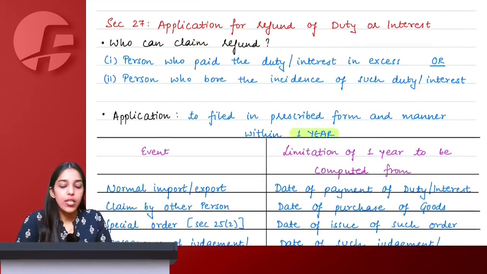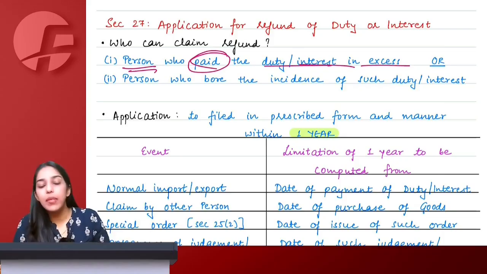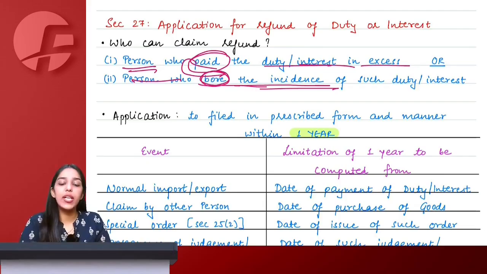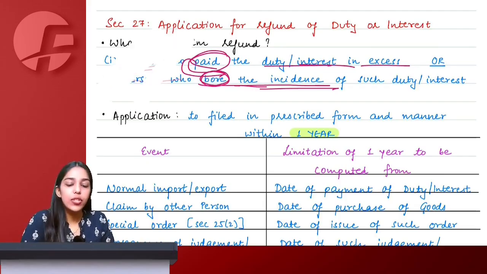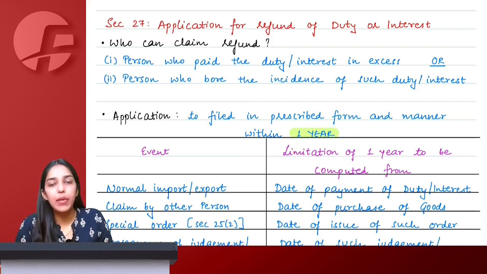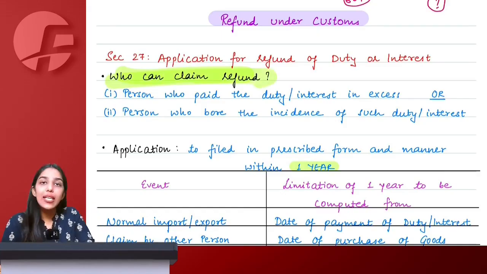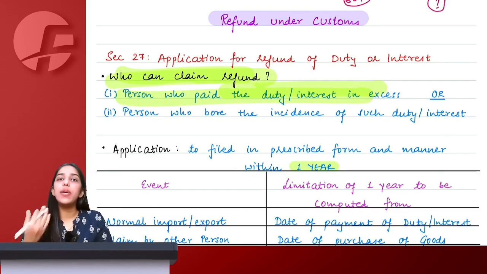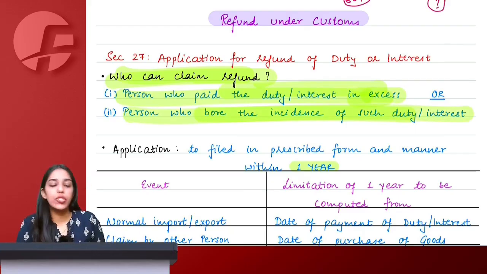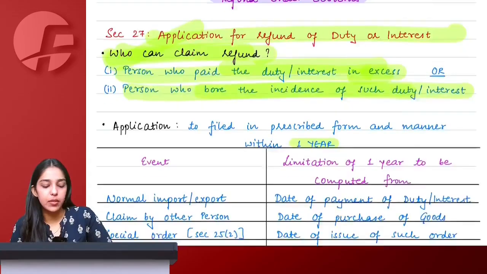The answer is yes. So the person who has paid the duty or interest in excess can go claim refund, or the person who has borne the incidence, meaning this guy ultimately sold it to someone else and now the burden lies on someone else. So this person who has ultimately borne the burden of the taxes can also apply for refund under customs. So who can claim the refund? Not necessarily only the importer or exporter. Any person who has paid the duty in excess or any person who has ultimately borne the incidence of this duty or interest can make an application for refund of duty or interest under customs.